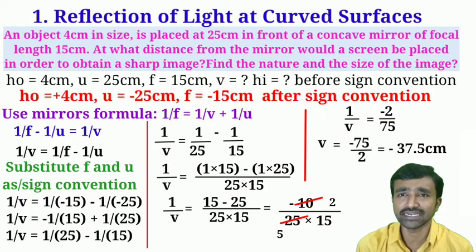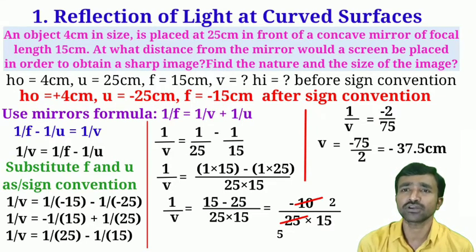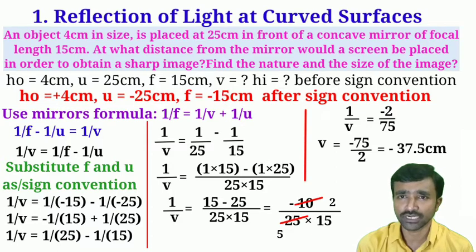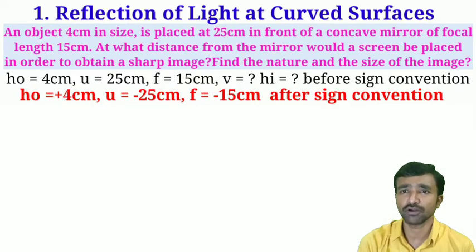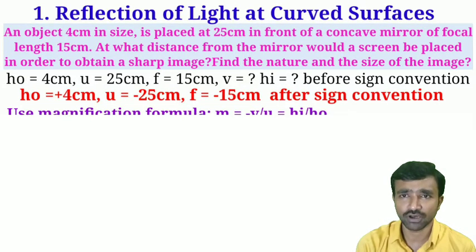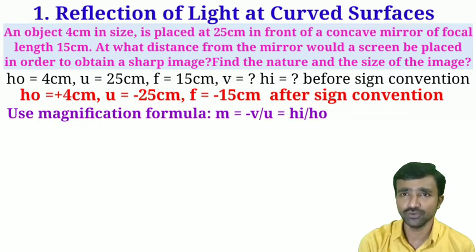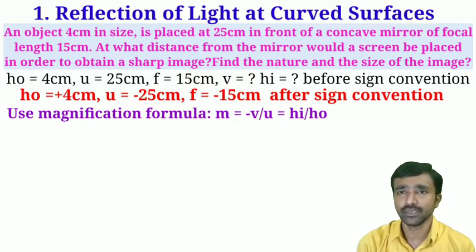Here minus is indicating that it is in front of the mirror according to sign convention. That means we have to put the screen at 37.5 centimeters distance in front of the mirror. First one is completed. So the next one is finding the size of the image. To find out the size of the image, we need to use the magnification formula, m equal to minus v by u, that equal to hi by h naught.